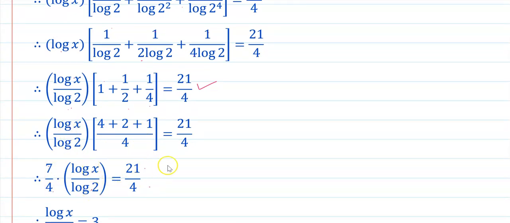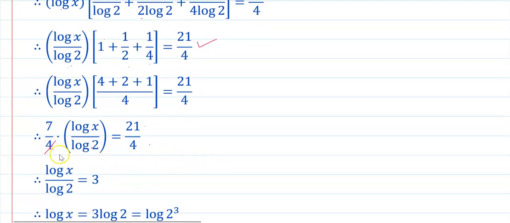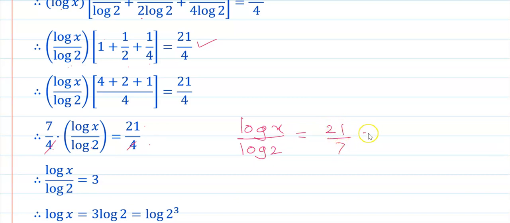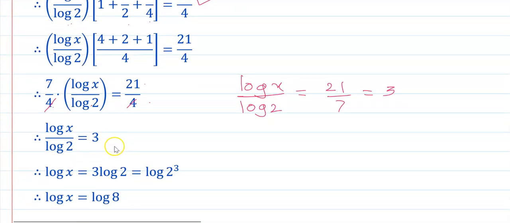That is equals to 21 upon 4. Now next, here this 4 will get cancelled. Log of x upon log of 2 is equals to 21 upon 7, and this is a 3. Log of x upon log of 2 is equals to 3 here. And therefore, log of x is equals to 3 into log of 2. But 3 into log of 2 means what? Log of 2 raised to 3.